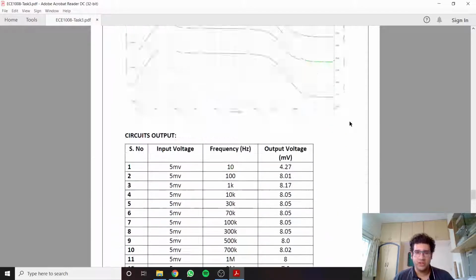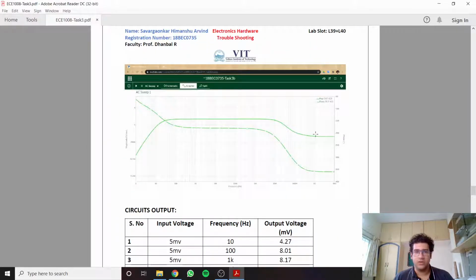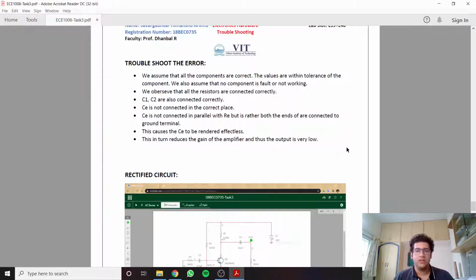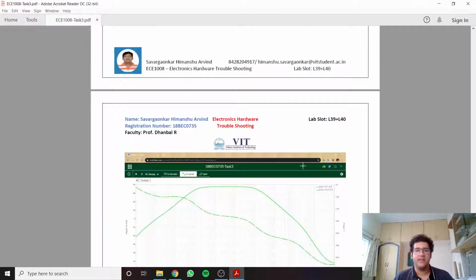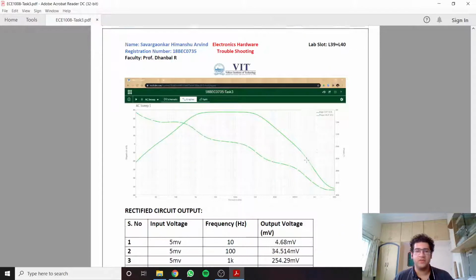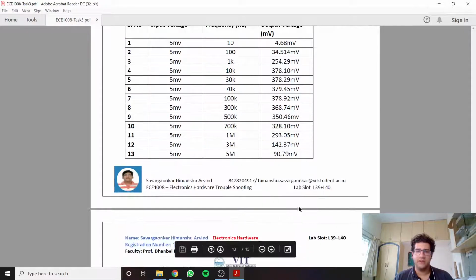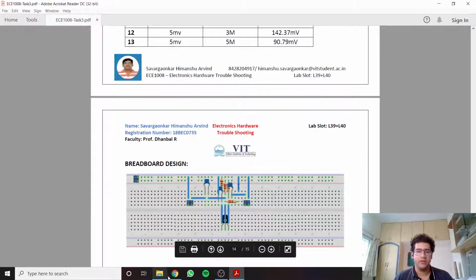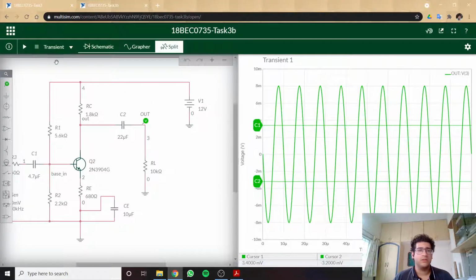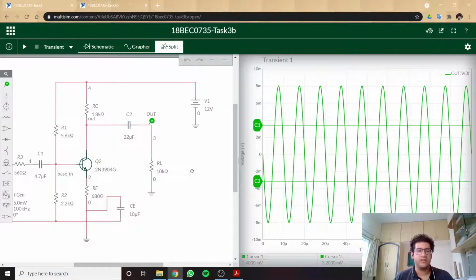The faulty circuit was simulated and the output noted. The same circuit was then rectified, and the initial output and the same graph were also found, along with the correct initial values. This being the faulty circuit.